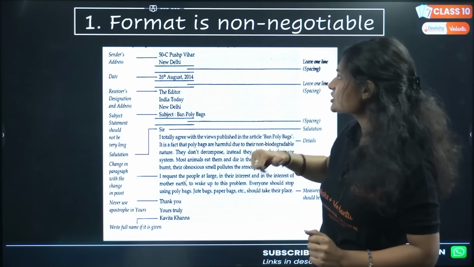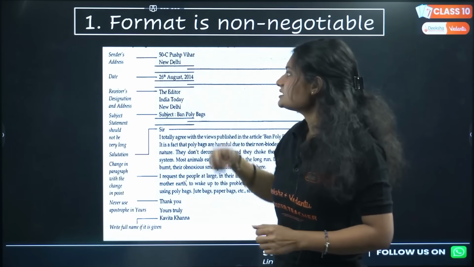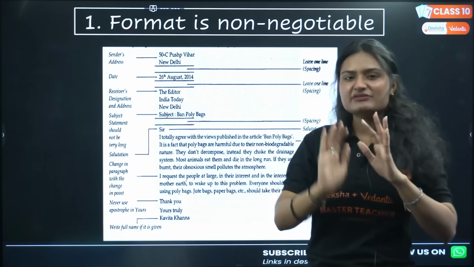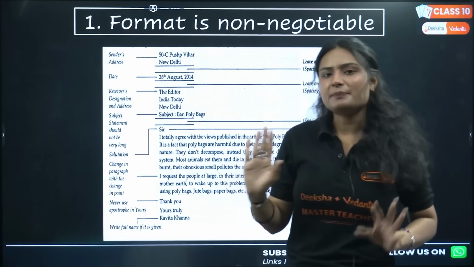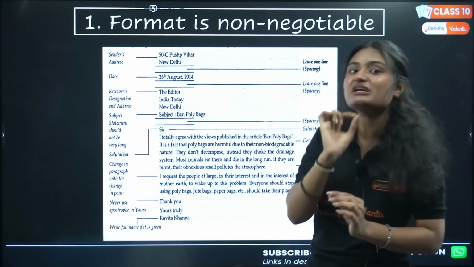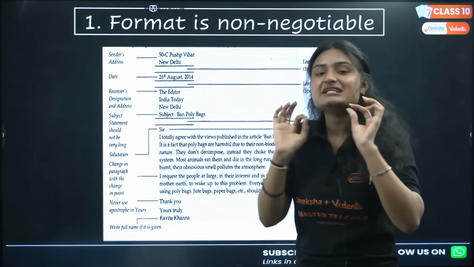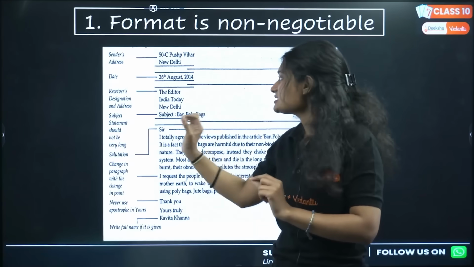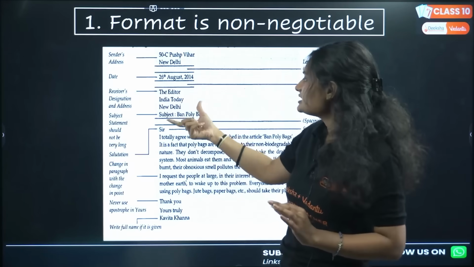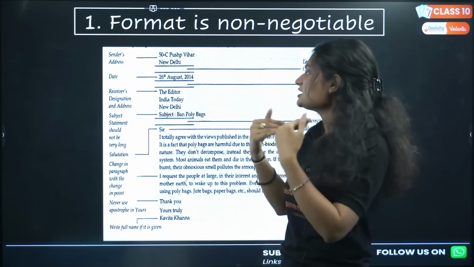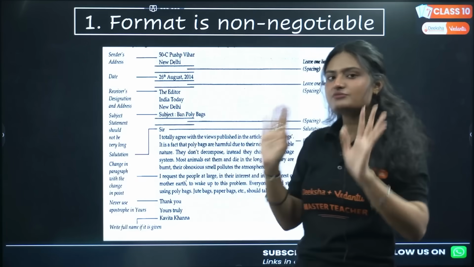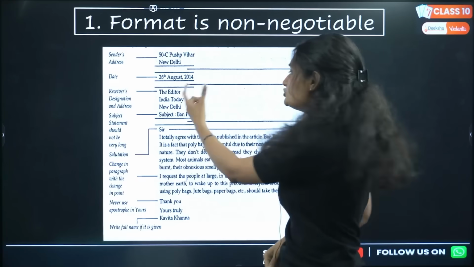Okay, so let's start. You start with the sender's address. The sender is you, the person that is sending it, right? That's your address. Either it will be given in the question, or if not, then you make up any address. Then you leave 1 line space, and then you write the date. After that you leave 1 line space, and then you write the receiver's designation and address. In this case, our receiver is the editor, so you write the editor, and then you write any newspaper, India Today, Times of India, The Hindu, and then you write their address, which is Delhi, right? Then after that you write the subject.